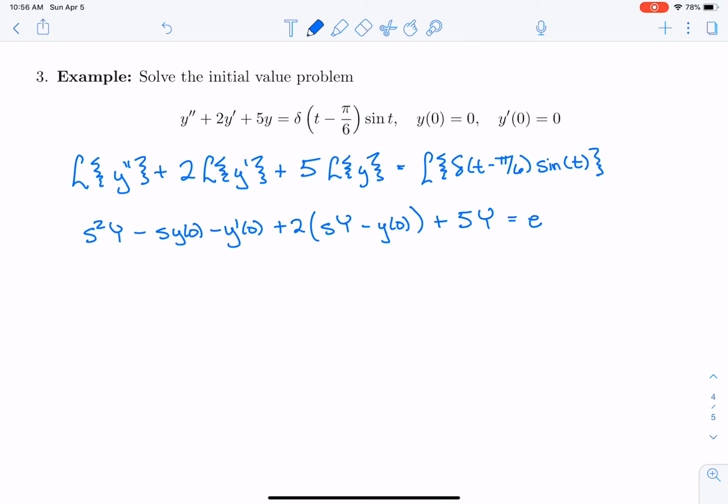Well, it's the Laplace transform of the delta function, e to the minus s pi over 6, and then the sine t becomes sine of pi over 6. So we're essentially using that rule where we integrate the function f of t times the delta function, and we're evaluating at pi over 6.